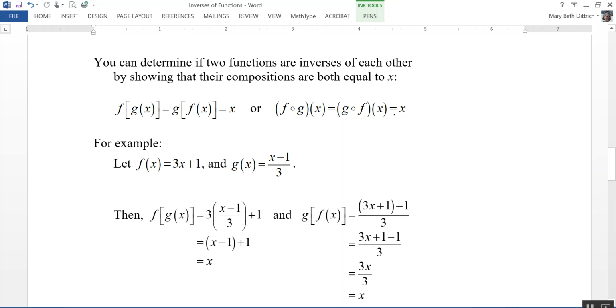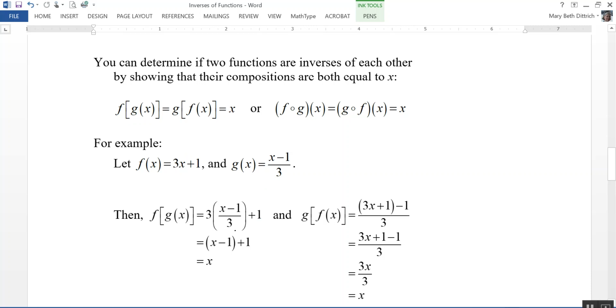And here's the same thing written in the other notation. When I do one composition, it's equal to x. When I do the other composition, it is also equal to x. Let's see what that looks like with the two functions we've been working with. So let's let f of x equal 3x plus 1 and g of x equal (x minus 1) over 3. Then f of g of x is equal to this. So I'm taking g of x and putting it into f for x. So 3 times the quantity (x minus 1) over 3, plus 1.